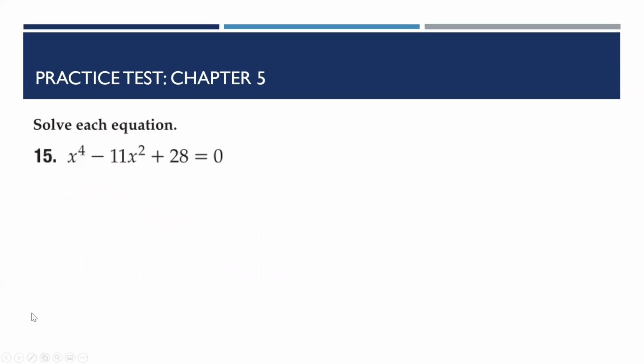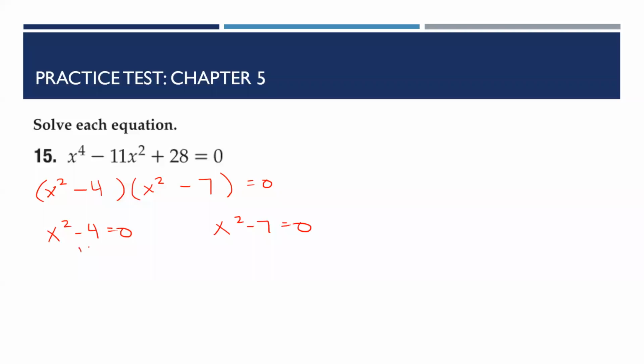All right, next problem here. It says to solve each equation. What I notice here is that I can factor this easily. I have this x to the 4th, so I can do x squared times x squared, and then factors of 28 that add up to negative 11 and multiply to positive 28. That's going to be negative 4 and negative 7, right? 4 times 7 is 28, negative times negative is positive, and negative 4 plus negative 7 is negative 11, okay? So I set these equal to 0.